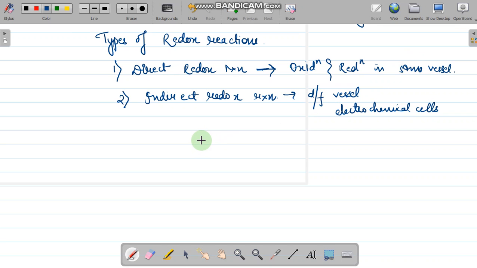So today we are going to do up to here only, and then tomorrow we will discuss with examples direct redox reactions and further move towards the oxidation number.